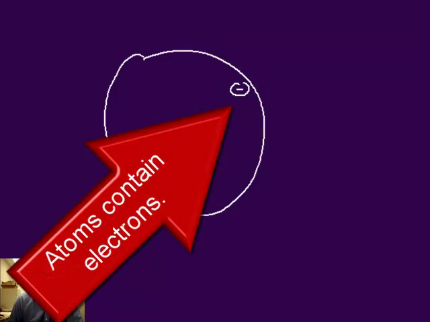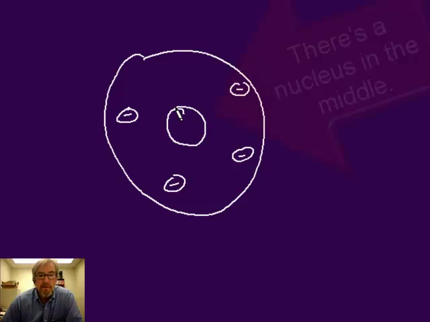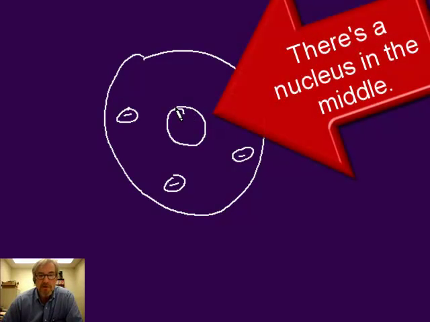Then J.J. Thomson discovered that these atoms contain electrons, which are little negatively charged things scattered throughout the atom. He thought the electrons were in there in a positively charged mush that became the plum pudding model of the atom. But then Ernest Rutherford discovered that in the middle of here there has to be a fairly massive, positively charged item called the nucleus.